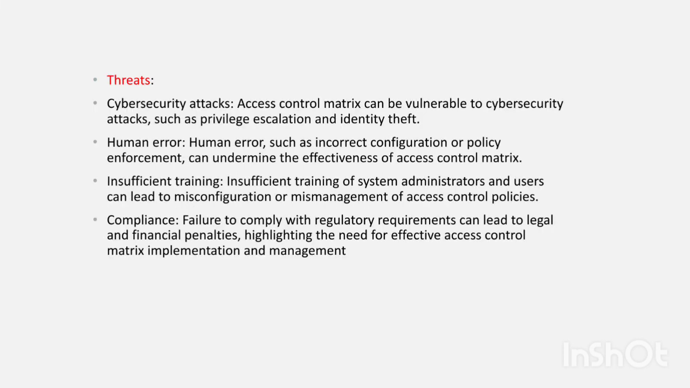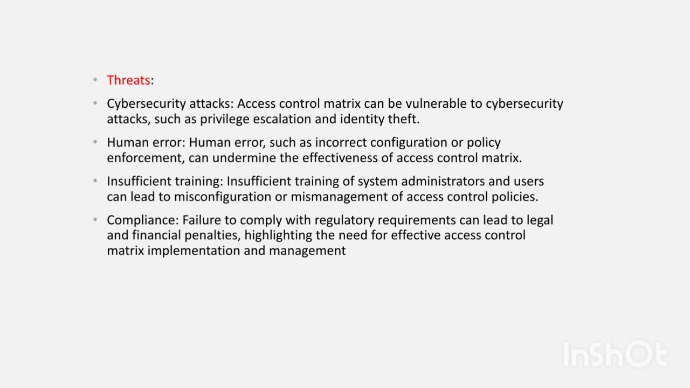What are the threats to the model? The first one is cybersecurity attacks. The access control matrix is vulnerable to cybersecurity attacks such as privilege escalation, identity theft or malware attacks. These can all lead to the failure of our matrix. The second one is human error. Sometimes humans can make mistakes like incorrect configuration or policy information. This can undermine the effectiveness of our model.